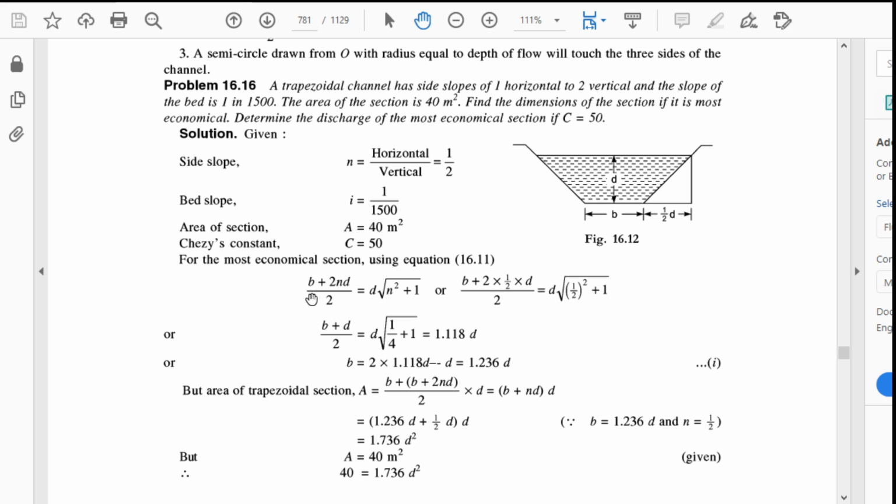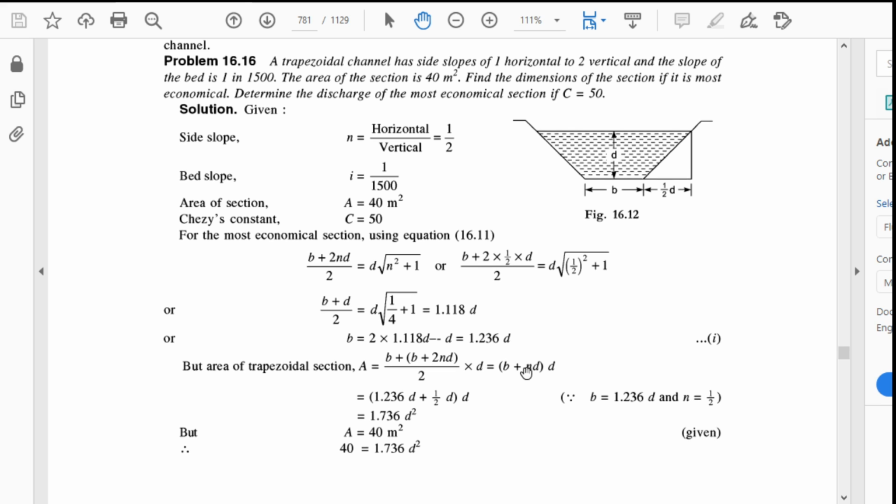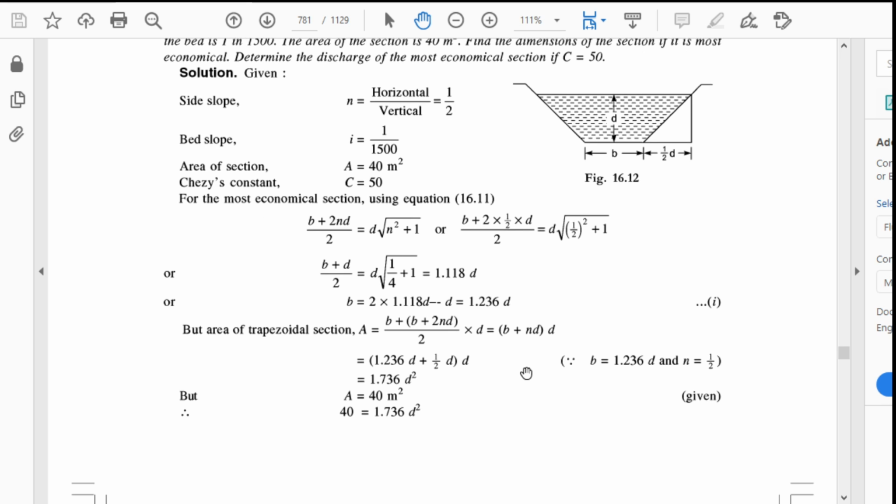Okay, either you have to convert this B in terms of D or this D in terms of B. Here they have converted your B in terms of D, bed width in terms of depth of flow. Okay, N is the known quantity, that is side slope. Substitute in it, you can get B equals 1.236 D. Okay, this is the value of bed width in terms of depth of flow.